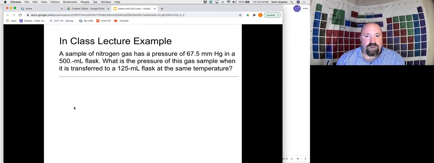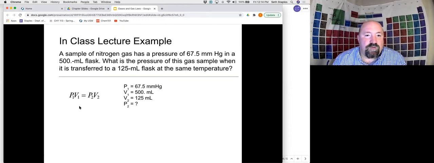And there we go. Okay, so here's an example, a calculation example. We have a sample of nitrogen gas at a pressure of 67.5 millimeters mercury. It's in a 500 milliliter flask. We want to know the pressure of this sample when it is transferred to a 125 milliliter flask at the same temperature. A good approach to gas law problems in general is to first write out your given information. Our initial pressure is 67.5 millimeters mercury. Our initial volume, V1, is 500 milliliters. Our new volume, V2, is 125 milliliters. And we're looking for the new pressure.